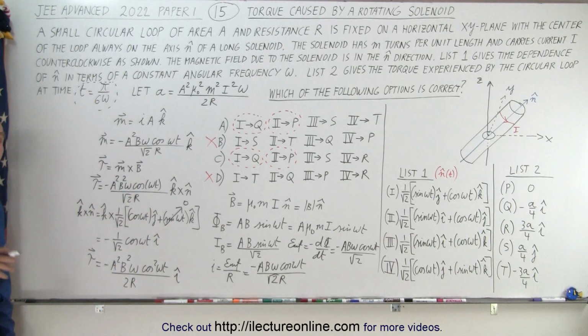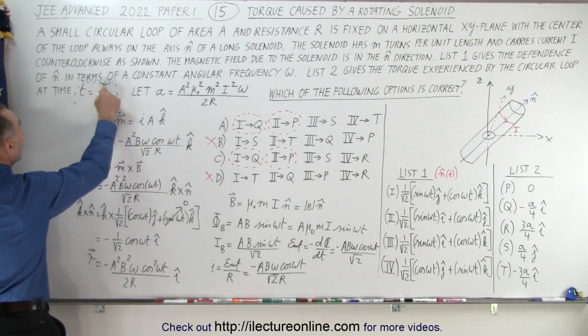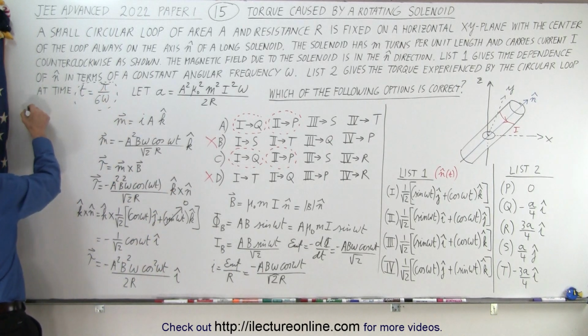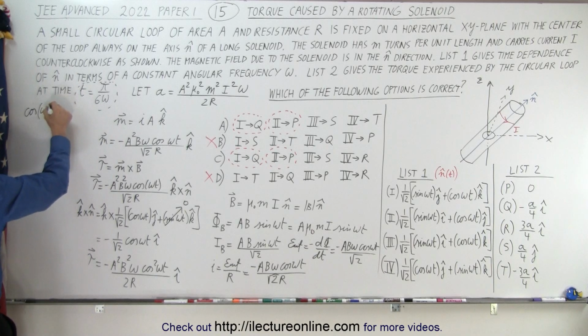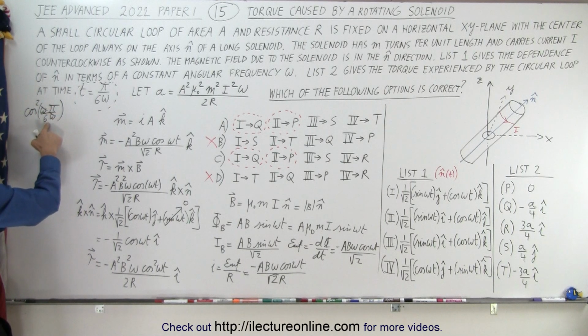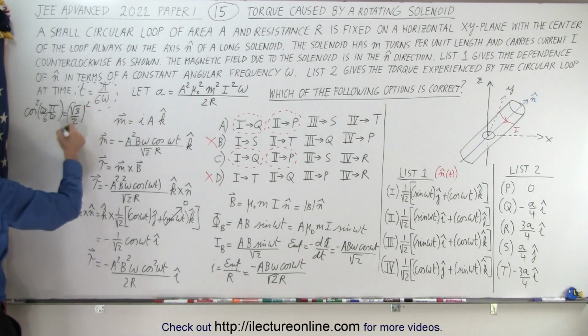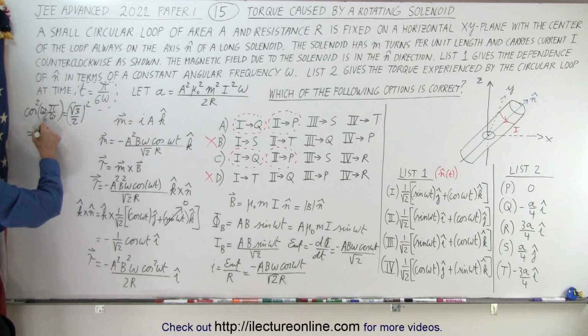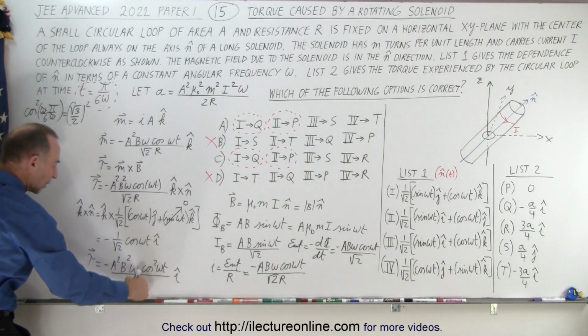And now all we have left to do is find the value for cosine of omega t when t equals pi over 6 omega. So cosine of omega times t, which is pi over 6 omega, and we have to square that. Omegas cancel out. Pi over 6 is 30 degrees, whose cosine is the square root of 3 over 2. So we get the square root of 3 over 2 quantity squared, which is equal to 3 over 4. So instead of writing cosine squared of omega t, we write 3 over 4.